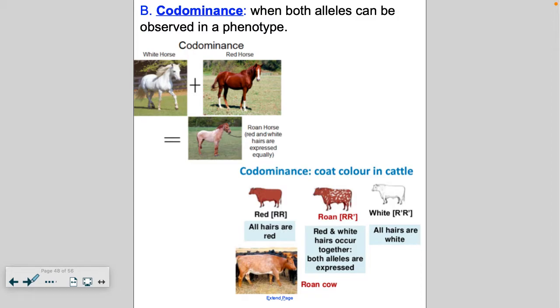Okay, a second type of complex pattern of inheritance is called codominance. And this is when both alleles are observed in the phenotype. So here we have a white horse crossed with a red horse, and the offspring are roan. And if you were to zoom in on the hairs, you would see red hairs and white hairs. So both alleles, both traits, red and white, are seen in the offspring. So here we have cattle, red crossed with white, and you end up with roan cattle. Both alleles are expressed.